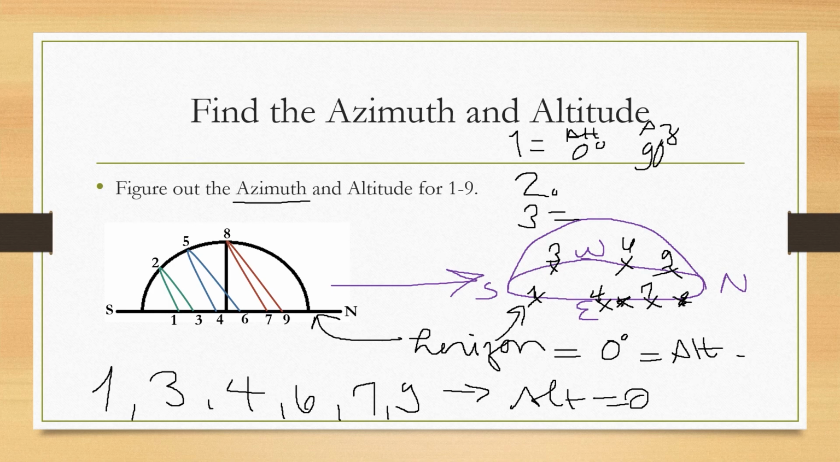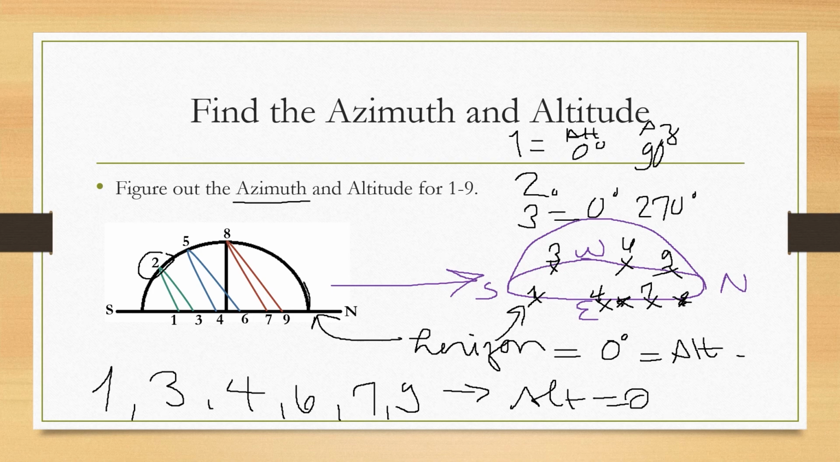Number 3, again, altitude is 0. Now it's on the western point. West is what? We have 0, 90, 180, 270, right? So in this case, 3 is 270. So now let's do number 2.